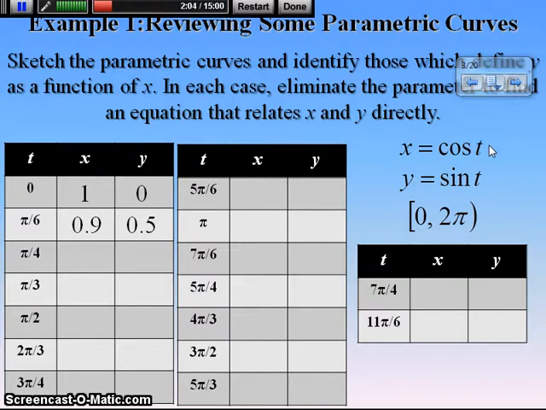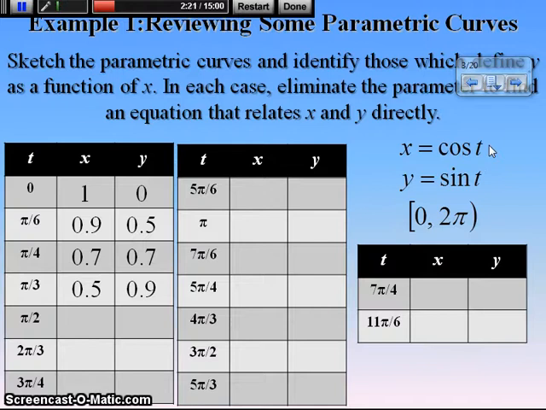Continuing on, cosine of pi over 4 is radical 2 over 2, or 0.7. Sine of pi over 4 is the same thing. Cosine of pi over 3 is 1/2. Sine of pi over 3 is radical 3 over 2, which again is 0.9.